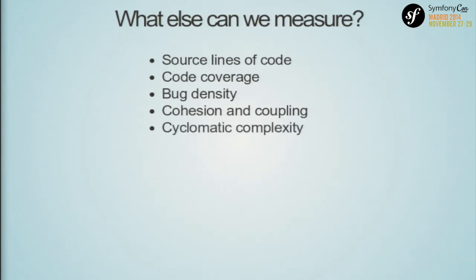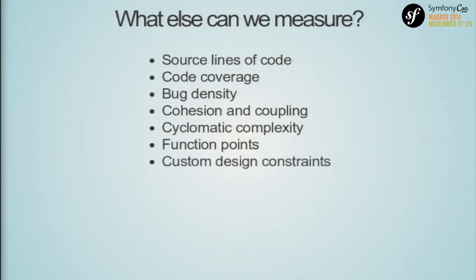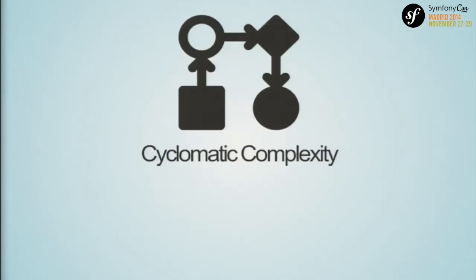Cyclomatic complexity is one of the metrics I'd like to talk about. Basically, we're going to look at how many conditions, how many if statements are in the code, and that kind of tells us how many tests we have to write to test all the bits of the code. And then you might have your custom constraints, like your coding standards, things like that. Those are all metrics that we can measure and then contribute to some idea of what the code quality is. So to start with cyclomatic complexity, this is the easier of the two.